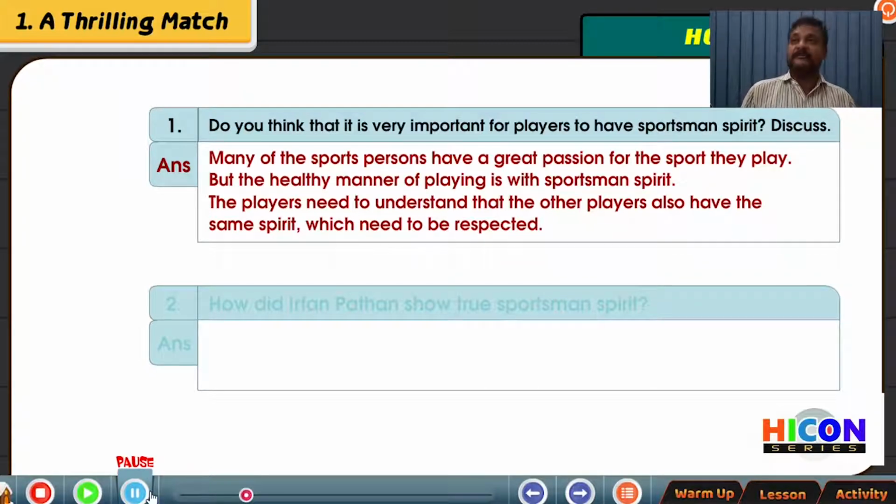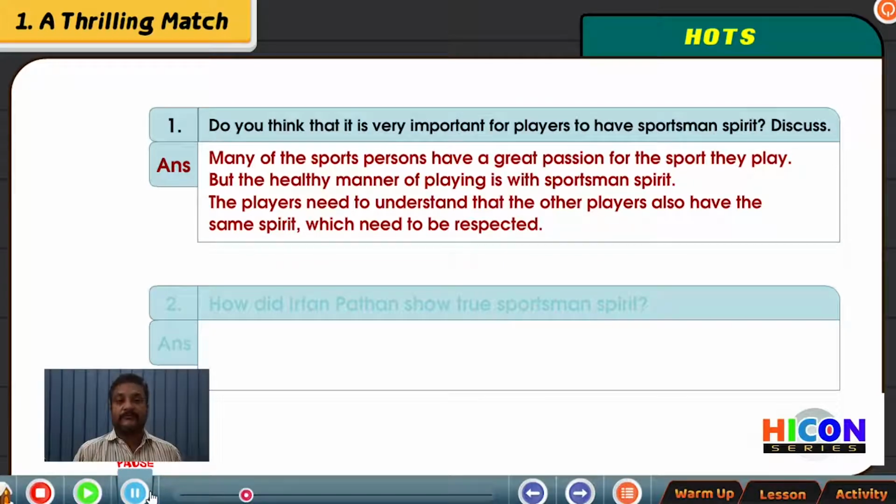At the same time, after the 15th over, when Irfan Pathan bowled Chris Gayle out, did Chris Gayle come and quarrel with Irfan Pathan, or use some abusive words? No. Okay, so this is respecting each other. We also have to do the same thing. We should grow this particular quality.